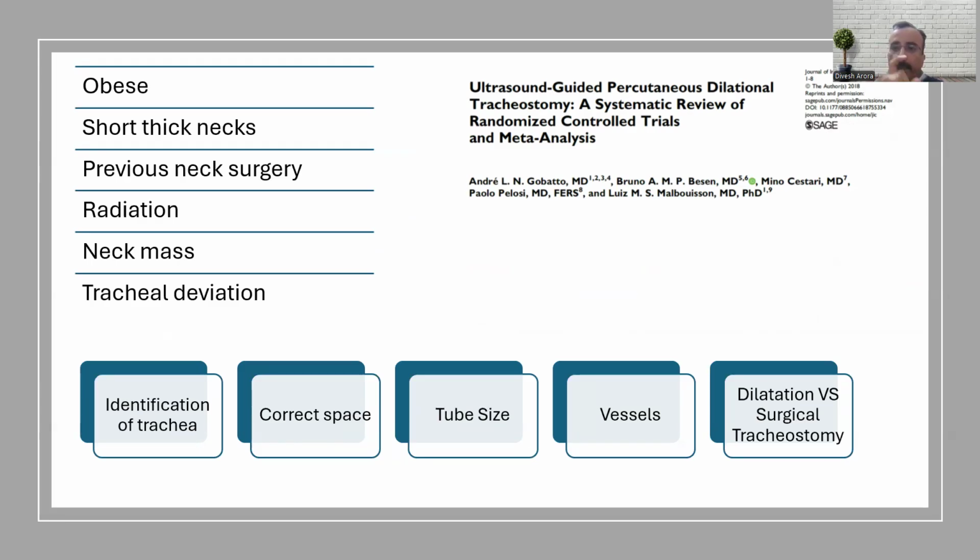First and foremost, the airway ultrasound helps in identification of the trachea. That's what I've already shown you. You can count the number of rings and you can choose the appropriate space for performing PDT. You can choose the tube size also. Identify the vessels if they are in your plane. And in case you feel there are so many vessels, it's better to go for a surgical tracheostomy rather than a dilatation tracheostomy.